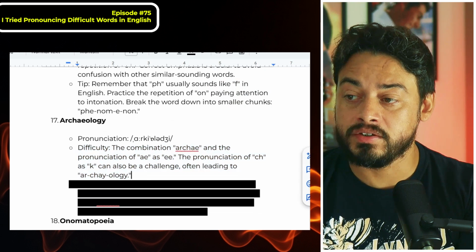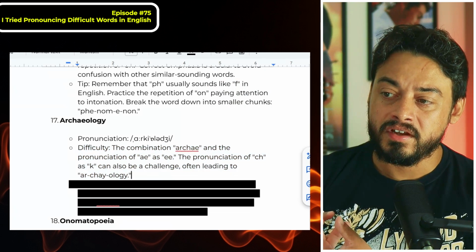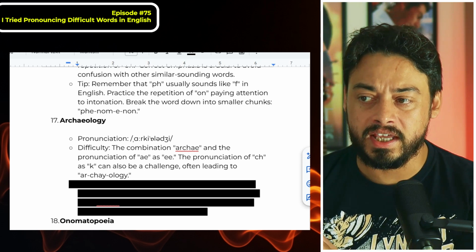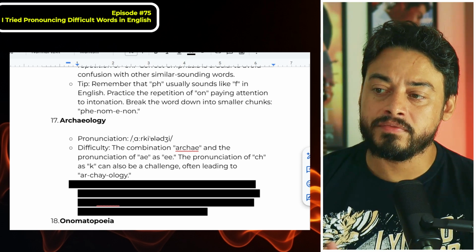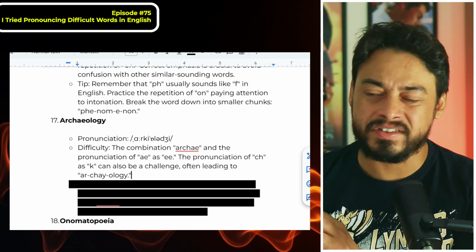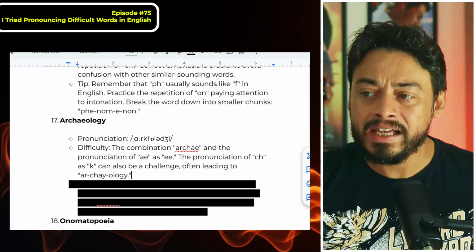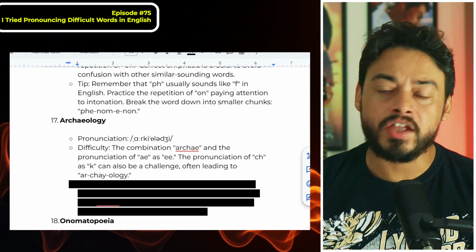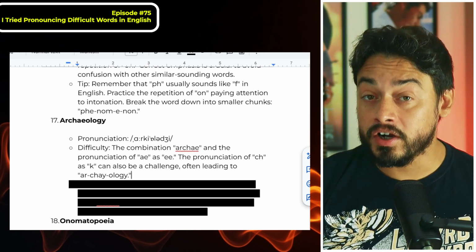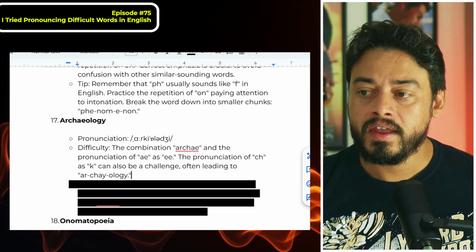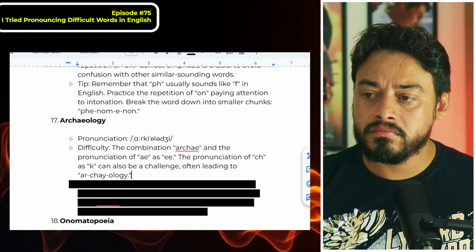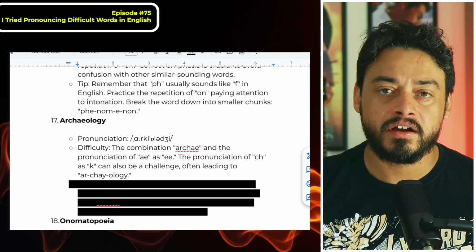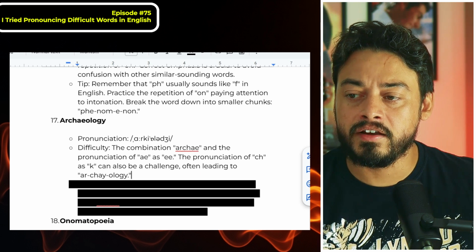The combination at the beginning, this archae, yeah? This combination is tricky. Ar-kee, we say. And the pronunciation of AE as an E. So we don't say ar-kay, but ar-kee. Also, the pronunciation of CH here sounds like a K, so ar-kee, not Archie. And some people might say it differently, but it's not. It's ar-kee-ology. Okay?